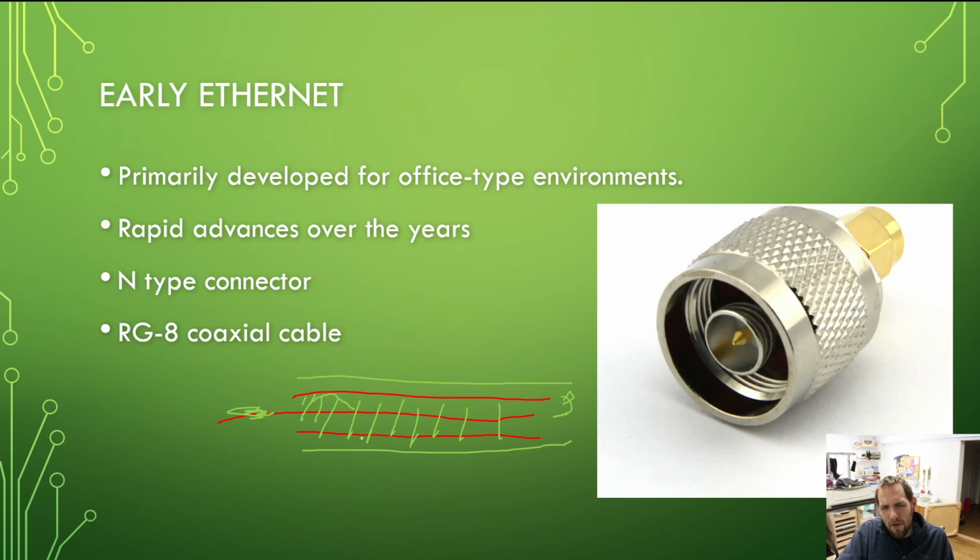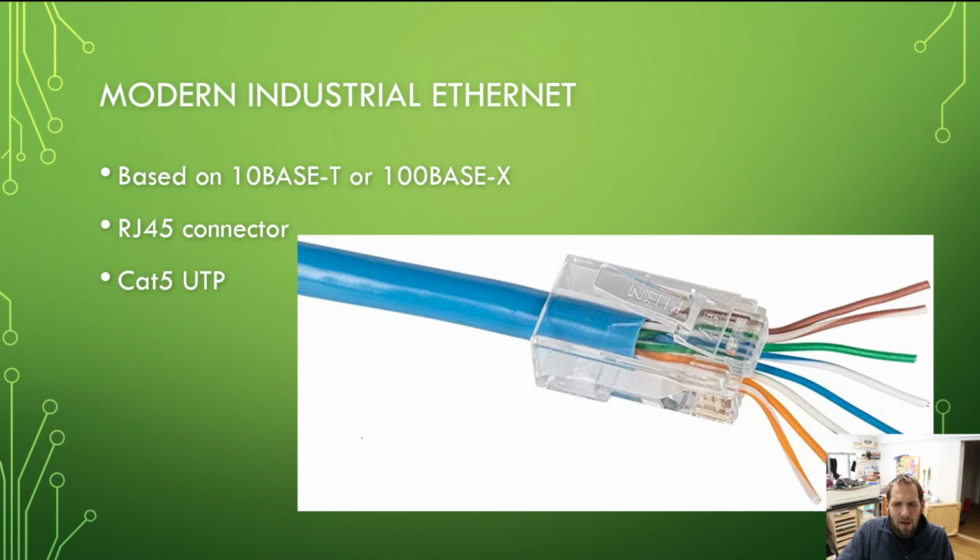However, as we move on to more standard Ethernet today, at least, we are in that 10BASE-T or 100BASE-X category. We are using, for the most part, at your home, Cat5 UTP cable with an RJ45 connection.